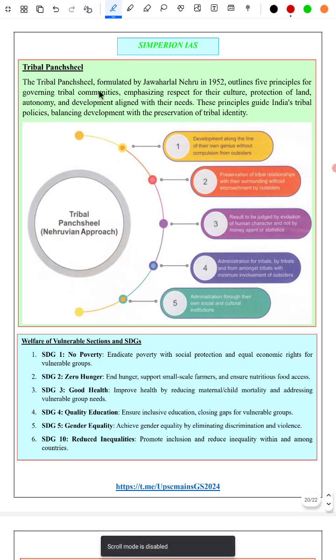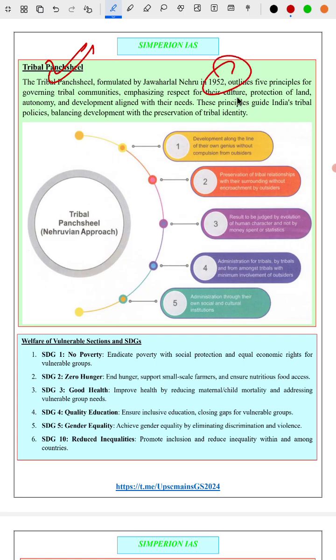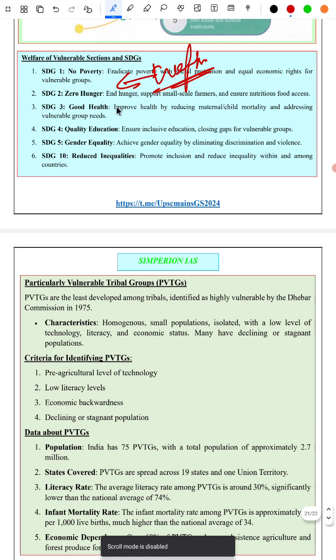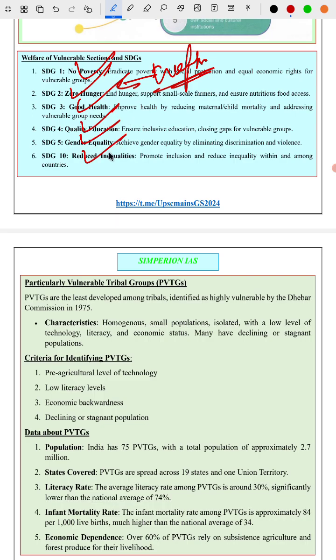Next, we have discussed the tribal panchsheel introduced during Jawaharlal Nehru's time in 1952. We have discussed the key provisions of the tribal panchsheel, and also how the welfare of vulnerable sections helps to meet some of the sustainable development goals. Welfare of vulnerable sections helps to reduce poverty, zero hunger, good health, quality education, gender equality, reduced inequalities, etc.